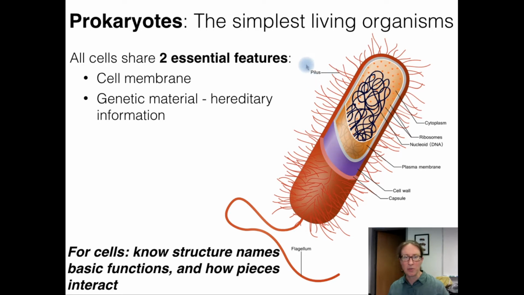So the pilus or pili are these long, thin projections of the cell membrane that are a way for a prokaryote to interact with its surroundings. And then there's some prokaryotes that also have this long, whip-like tail called a flagellum, and that can be used to move around in the environment.